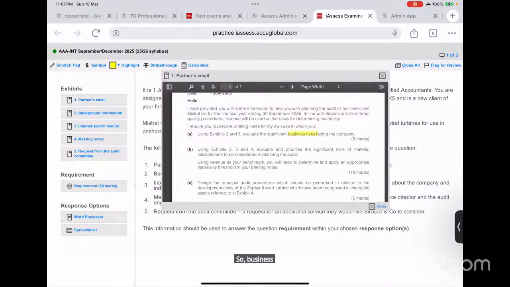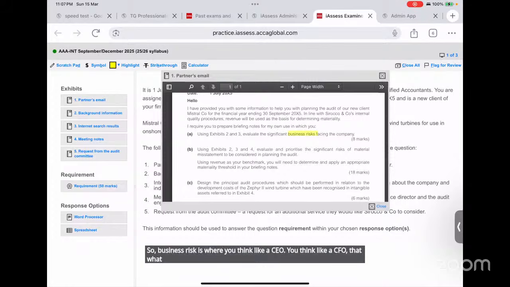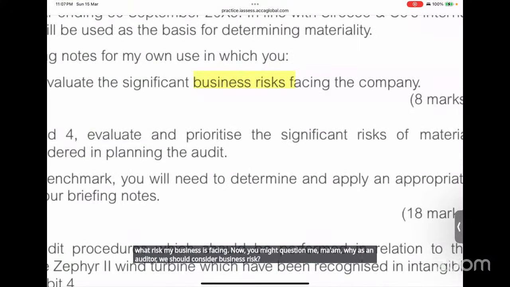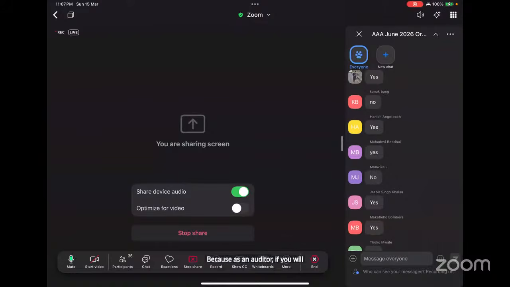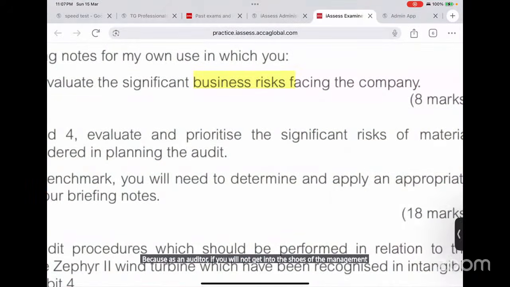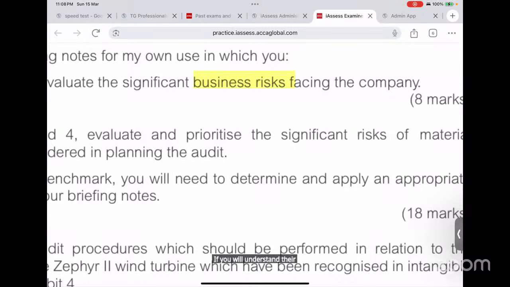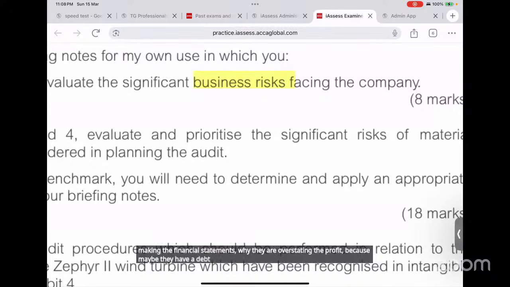So business risk is where you think like a CEO, you think like a CFO, about what risk your business is facing. Now you might question me, ma'am, why as an auditor should we consider business risk? Because as an auditor, if you do not get into the shoes of the management, how will you understand their thinking? How will you question their thinking? How will you understand what kind of fraud they can do, what intentions they might have, what motivation they might have? If you understand their risk, then only you can understand their way of making the financial statements, why they are overstating the profit. Because maybe they have a debt covenant.